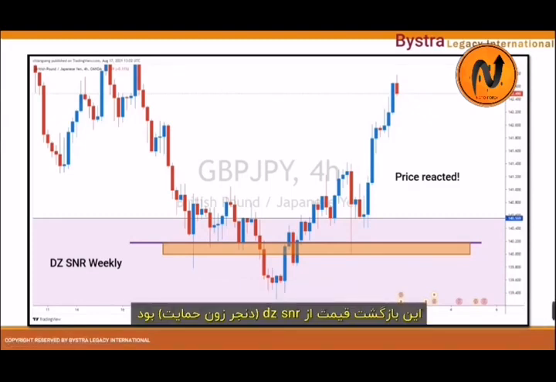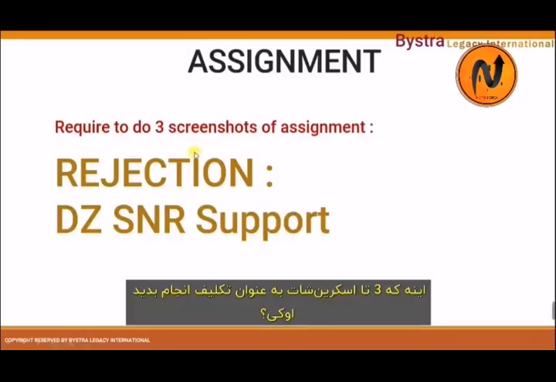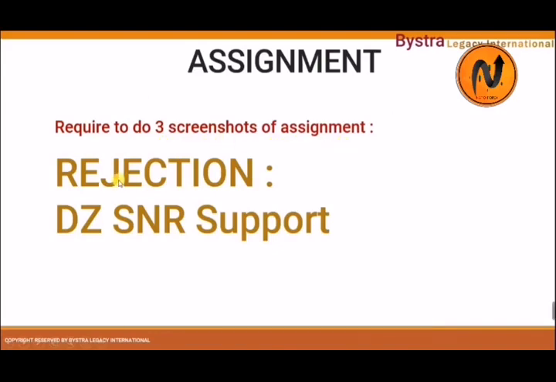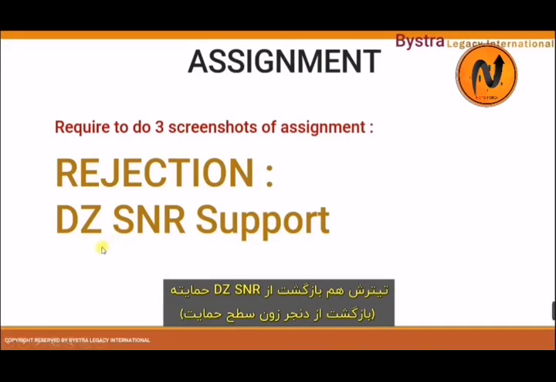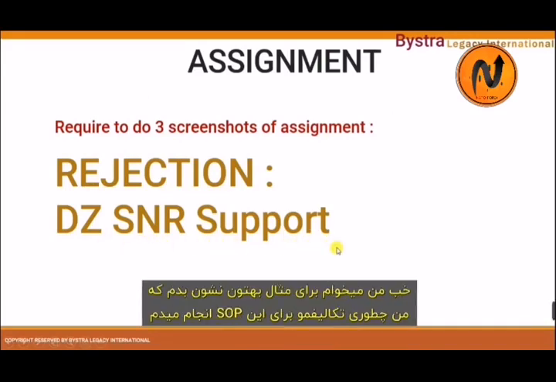Okay, this is the rejection for DZSNR at the support. So now, guys, I already show you one by one, step by step of how we look into the TradingView chart. What I want you to do now is to do 3 screenshots of assignment. Okay. The topic will be the rejection at the DZSNR at the support level.